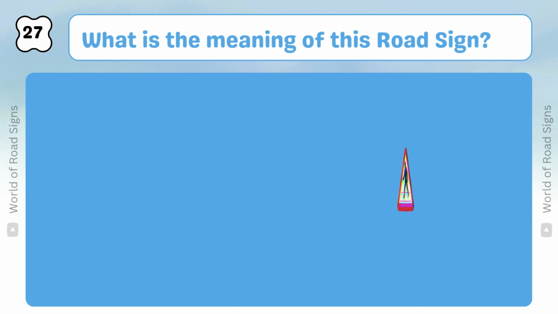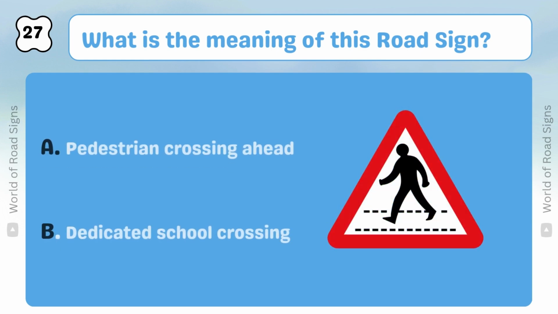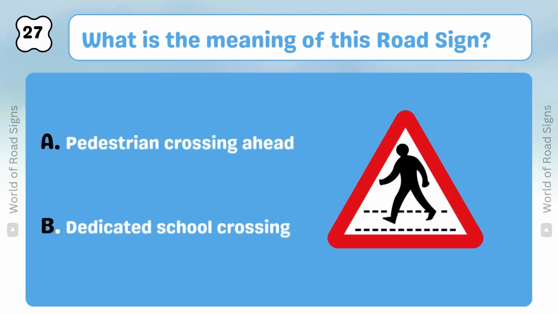Question 27. What should drivers expect ahead? A. Pedestrian crossing ahead. B. Dedicated school crossing. The right answer is option A, pedestrian crossing ahead.